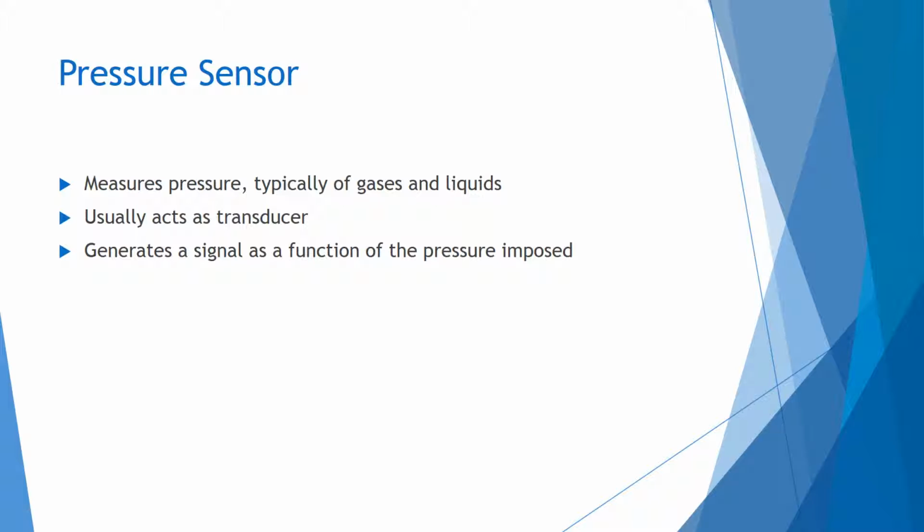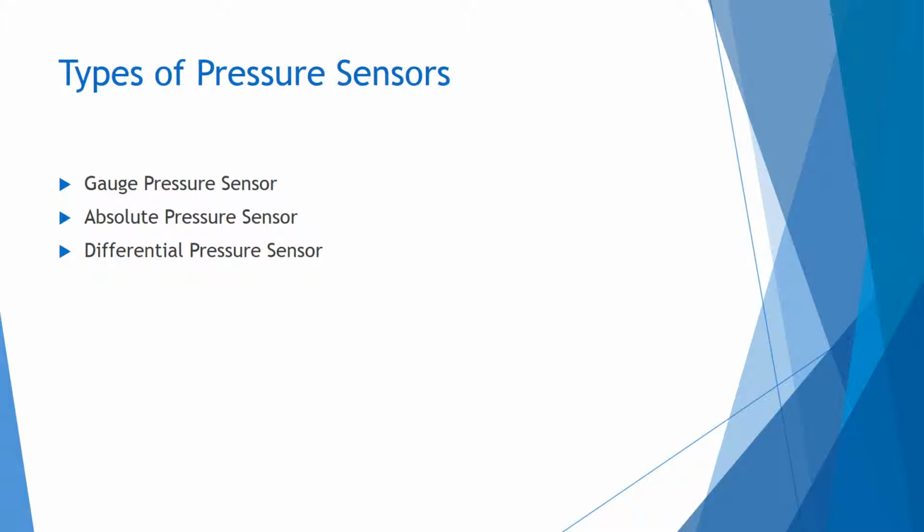From the word itself, a pressure sensor measures pressure, typically of gases and liquids. It usually acts as a transducer and generates a signal as a function of the pressure imposed. There are three types of pressure sensors: gauge pressure, absolute pressure, and differential pressure.